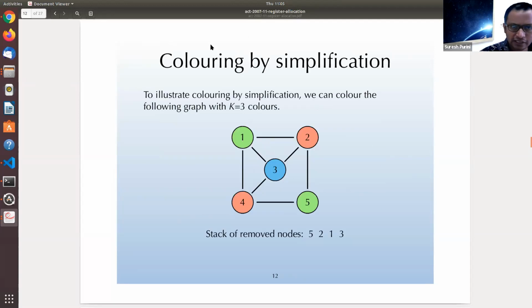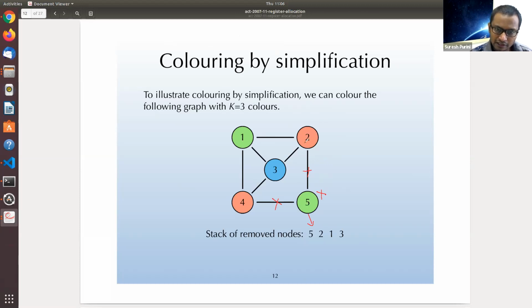For example, if you take this example, to start with, in this original graph, vertex 5 is the min degree vertex. So you remove it and you put it in a stack. So this goes here. After node 5 and its associated edges are removed, this is the graph that is left.